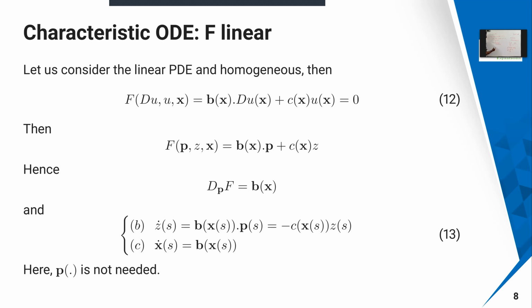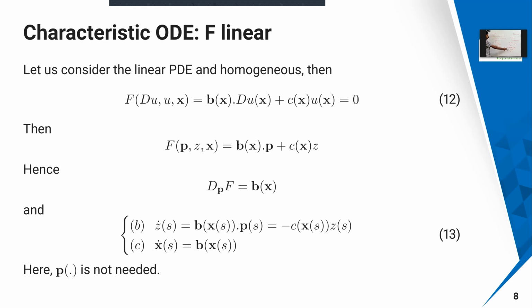Similarly, for x dot of s, D_pF becomes p of x of s. Here p dot is not required because we are going to solve only for x and z, so you will get that answer soon. Here p dot is not required because it is already eliminated, right?